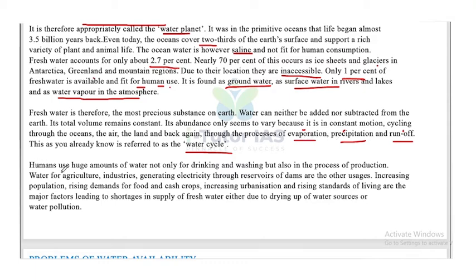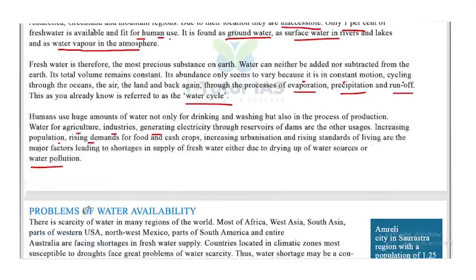Now, humans use huge amounts of water, not only for drinking and washing but also in the process of production: water for agriculture, industries, generating electricity through reservoirs of dams, or other usages. Increasing population, rising demands of food and cash crops, increasing urbanization and rising standard of living are the major factors leading to the shortage in supply of fresh water, either due to drying up of water resources or water pollution.